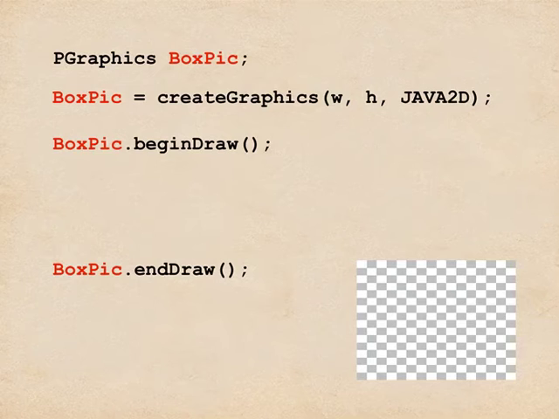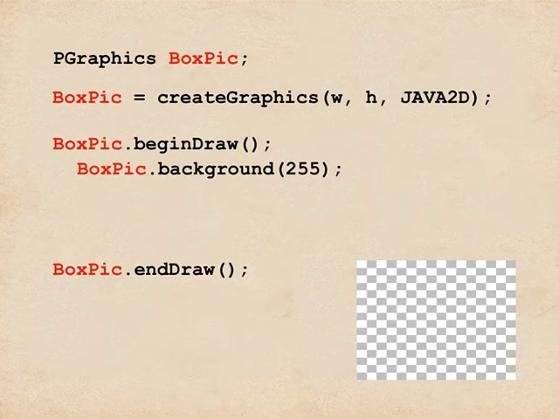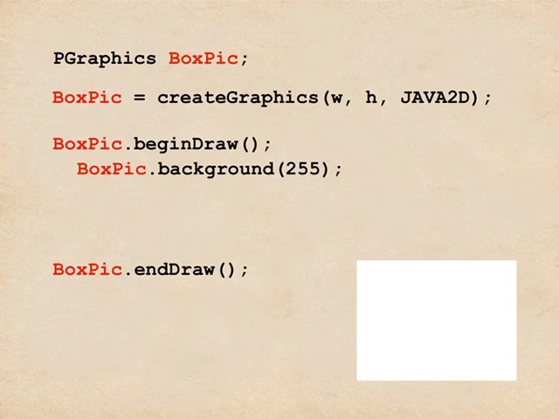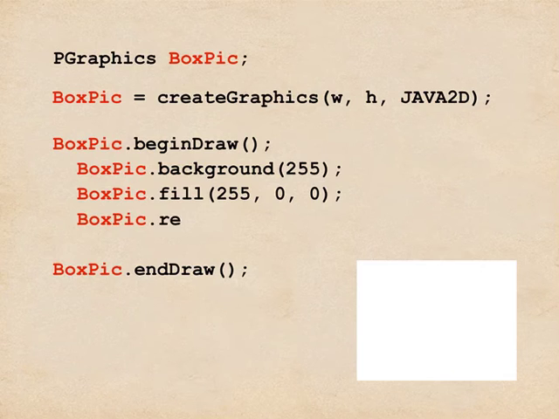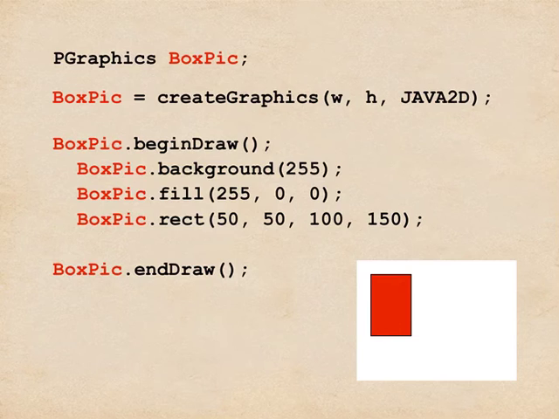So for example, let's start with background. I'll clear the background to white. So I send the message background to the object boxpic. We do that in the normal way, boxpic.background, and then a color. Here the color is 255, so we clear to an opaque white background. Now let's draw a red box. So I'll tell boxpic to fill with a red color, and then I'll send boxpic the message rect with 4 numbers, the normal 4 numbers that we use for a rectangle, and into the off-screen buffer, it will draw the rectangle.